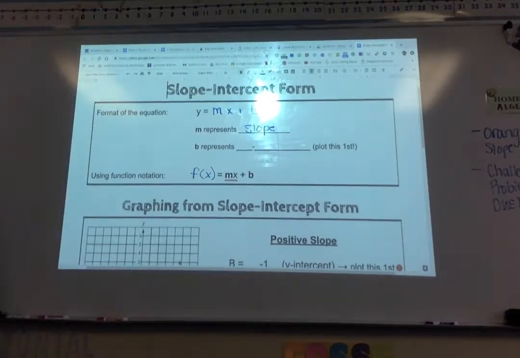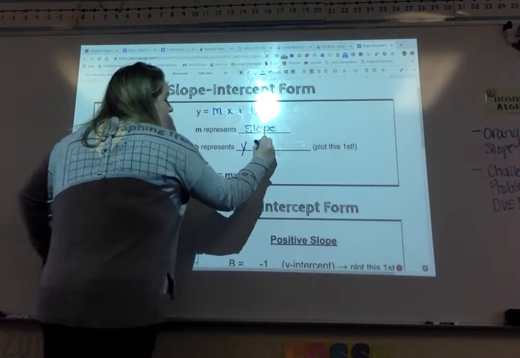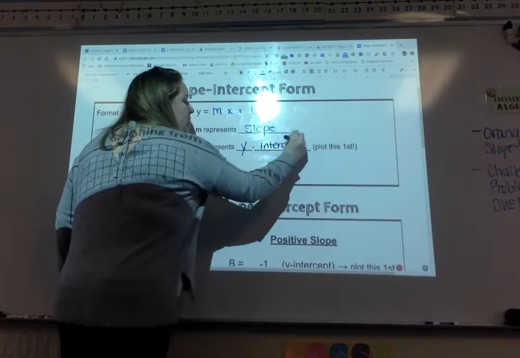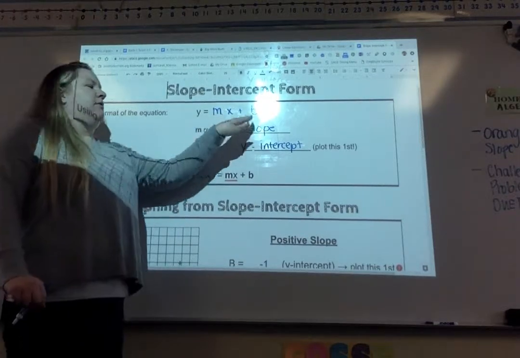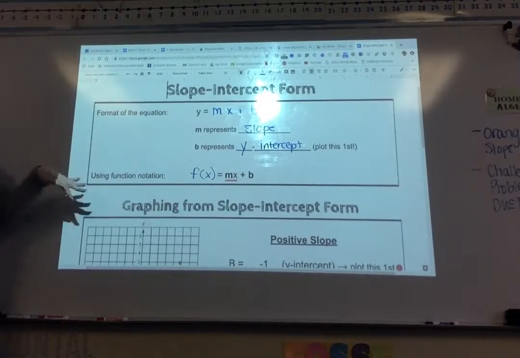And what is that second number that we were talking about earlier? Second number, how does it make the graph move? Up or down. Up or down, so below or above the origin, okay? So we call this the y-intercept because it intersects the y-axis. This is also the piece that you're going to plot first. Okay, so we have slope and we have the y-intercept. Everyone good with this? Moving on.